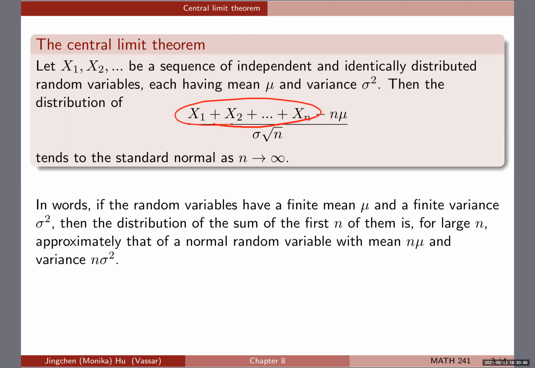It's useful now because the central limit theorem tells us that the sum follows an approximately normal distribution with mean n mu and variance n sigma squared. So if we're able to compute n mu and n sigma squared, we can use the normal distribution that we learned a few chapters ago to approximate this probability. So how can we do that?